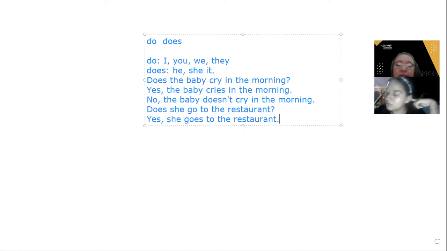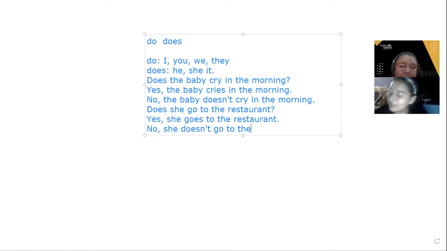¿Ok? Y si fuera negativo, ¿cómo sería, Rose? No. No, she doesn't go. Excelente, ya ve que sí sabe. No, she doesn't go to... Lo que pasa es que a veces se ponen nerviosos, tienen miedo a lo que le van a decir los compañeros, pero todos están igual, ¿ok? No, she doesn't go to the restaurant.